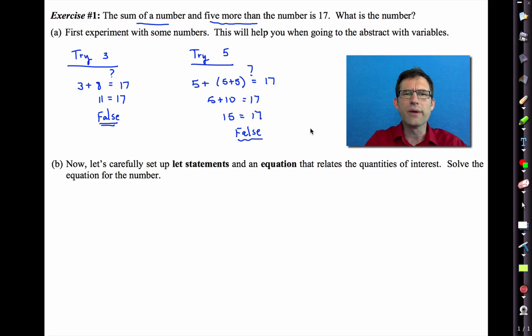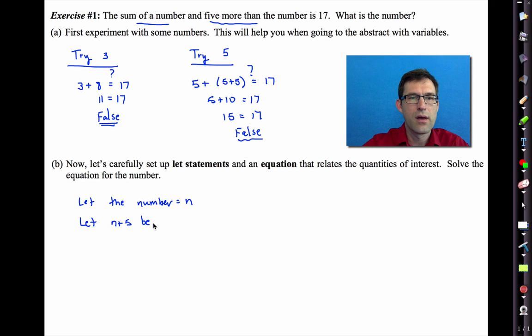So, all right, let's actually just go through the algebra. Enough with guess and check. Let's let the number be equal to n. Let n plus 5 be 5 more than n. All right, that makes sense, right?